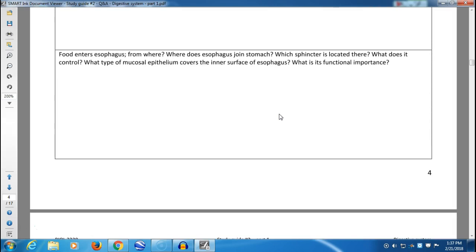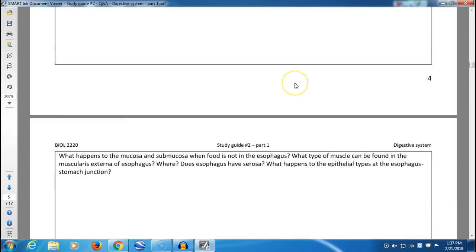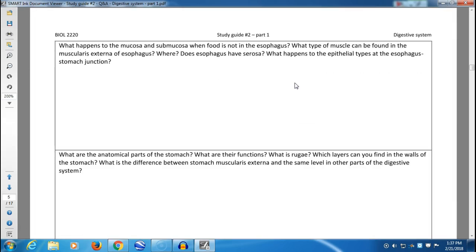And of course, what type of epithelium can you find in the esophagus? Stratified squamous, of course. We got it. Does the esophagus have glands? No.